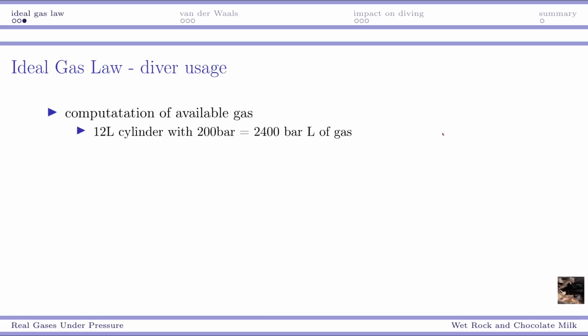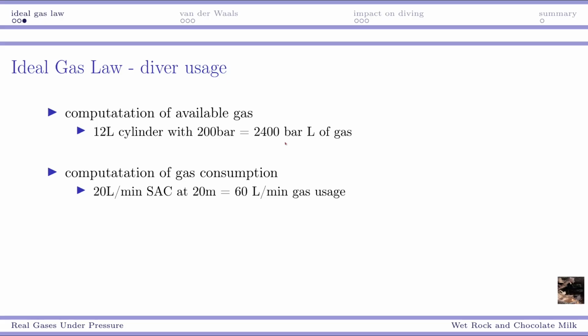So how do we actually use all of this? Well, we can use it in order to compute the available gas. Say we have a 12-liter cylinder, we charge it to 200 bar, then we have 2,400 bar liters of gas available. We also use it to compute any consumption rate.